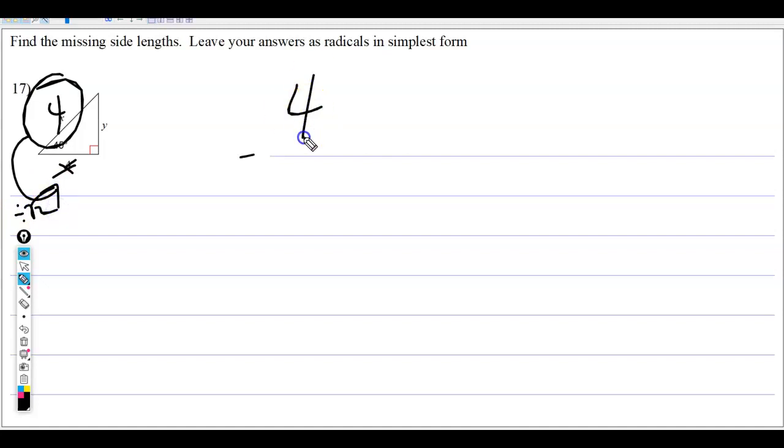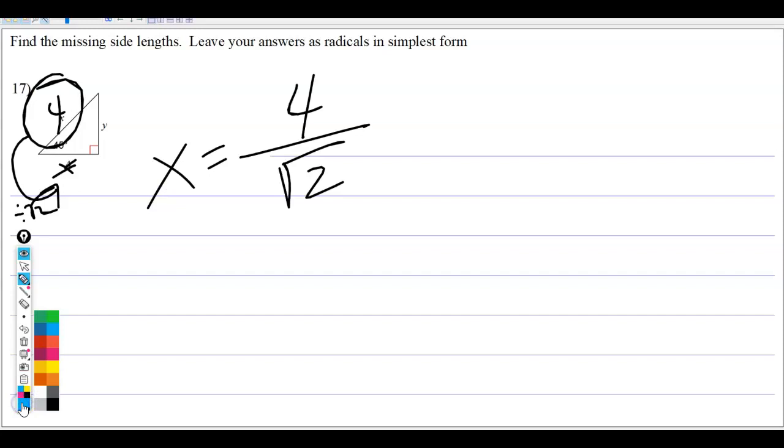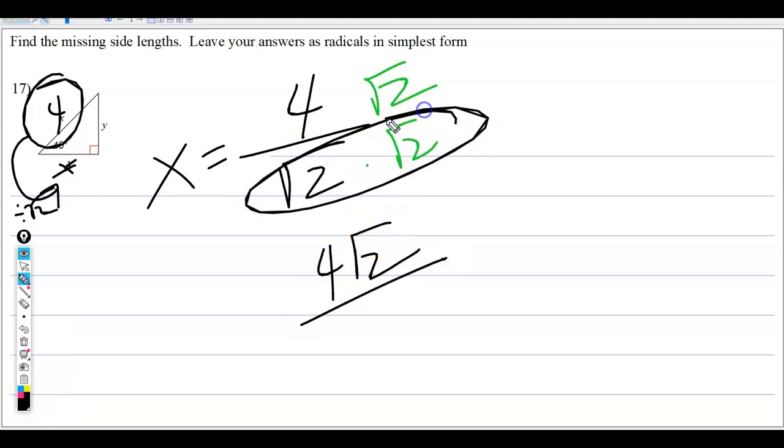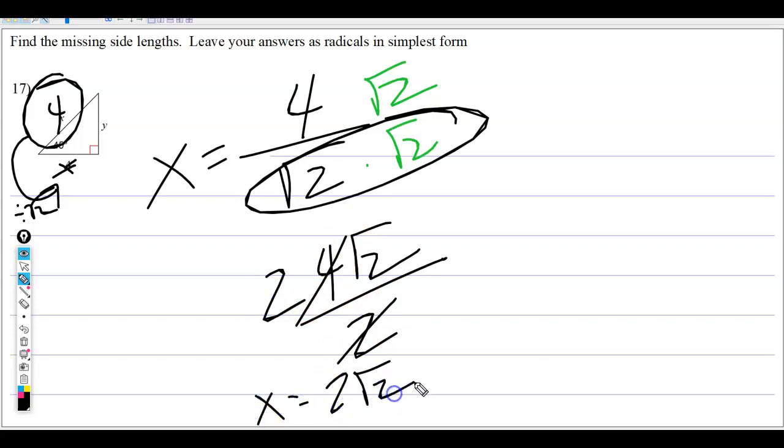So I'm going to have 4 over the square root of 2, x. However, we don't like to leave square roots in the bottom, right? So I'm going to be multiplying the top and the bottom by the square root of 2 to get rid of that square root of 2 in the bottom. That gives me 4 root 2 over, those two make 2. And then 2 goes into 4 twice. And so my final answer is going to be x equals 2 radical 2 for this leg right here.